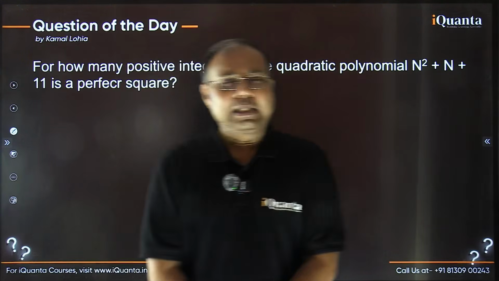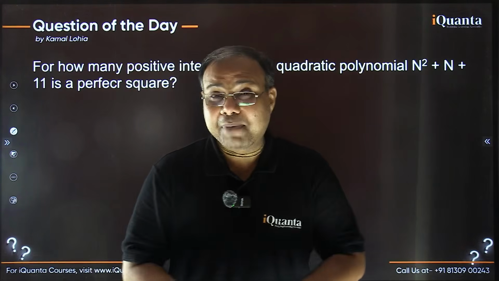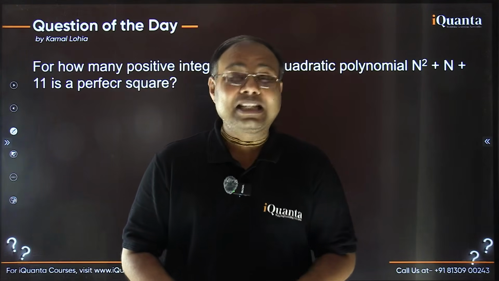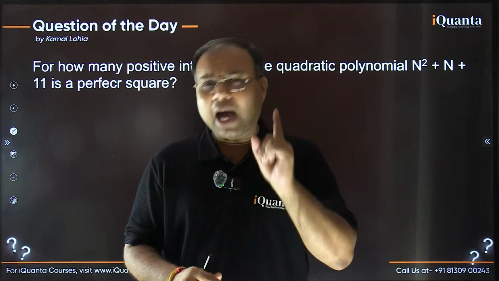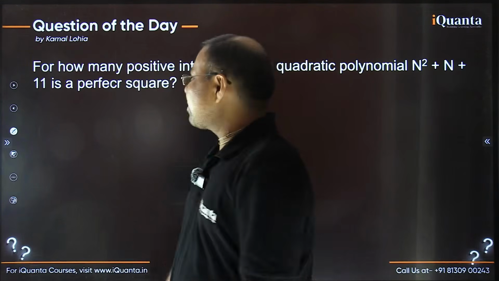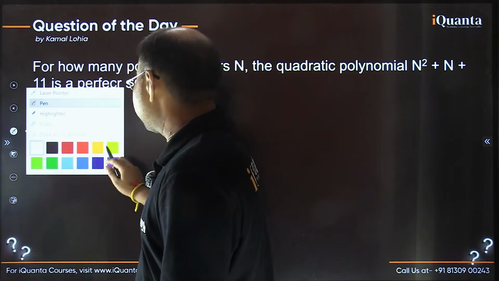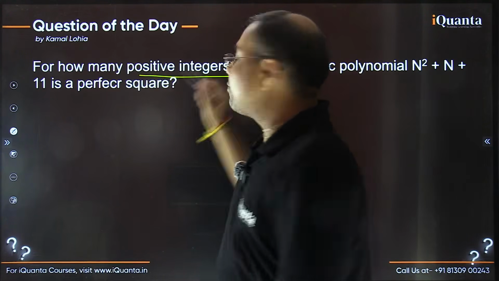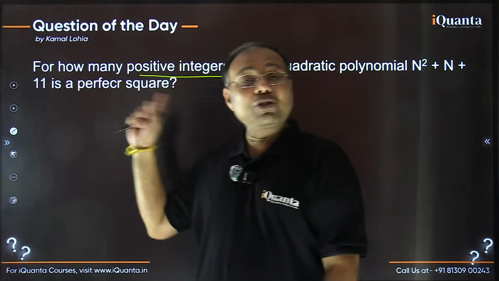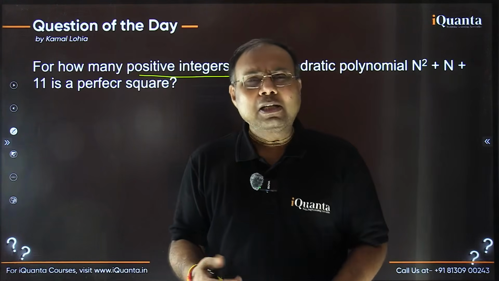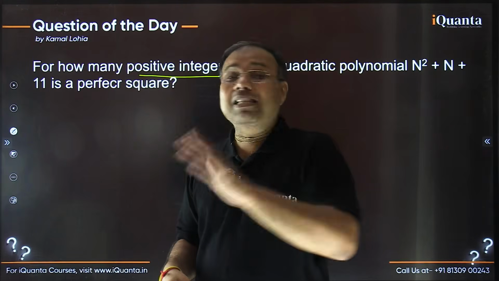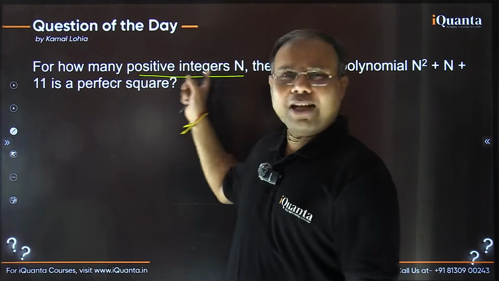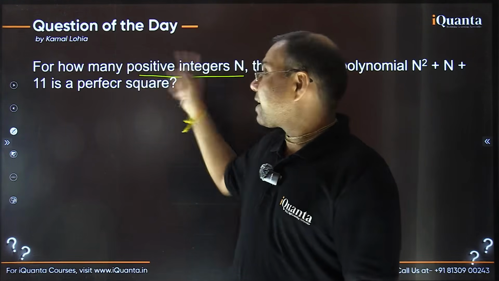I've said it repeatedly in many previous sessions that the first condition to solve questions is to read properly. Read carefully. Let's read it together. It says, for how many positive integers n? So we got one piece of information about n: n is a positive integer. What is the meaning of positive integer? That means 1, 2, 3, 4 and so on. Basically a natural number. So we have to find out how many values of n are possible.